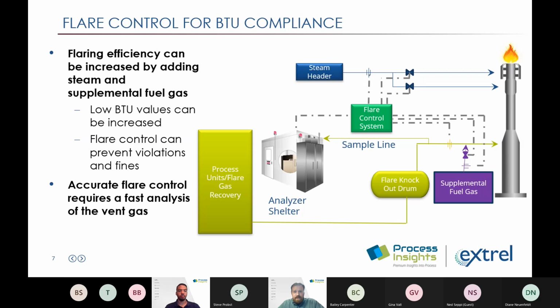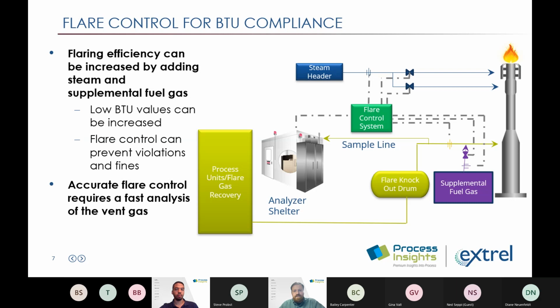And this is the reason that the faster measurement technologies for heating value, so the calorimeter and the mass spec, have become a critical component for doing real-time flare control. Because you want to be able to measure, get your sample gas, do your measurement, report that data live to a flare control system that can then control the valves that are applying steam and control the valves that are applying supplemental gas.